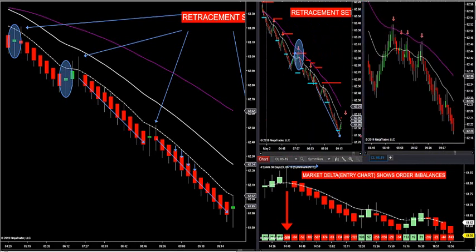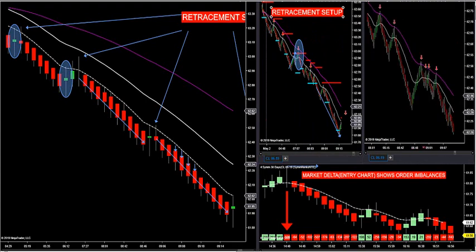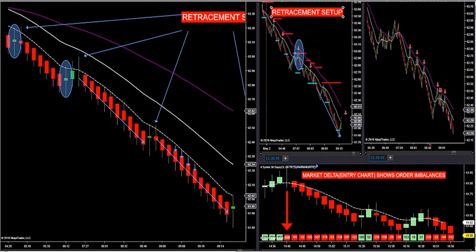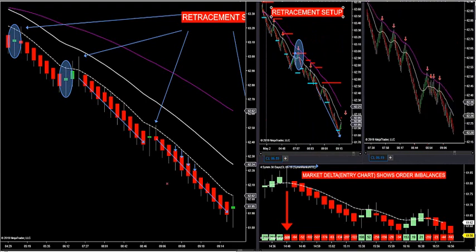We use this chart for retracement setups, and we use this chart for momentum setups. This is momentum when all red bars are forming. So that's how we like to do things in the room. Now, what do I have over here?